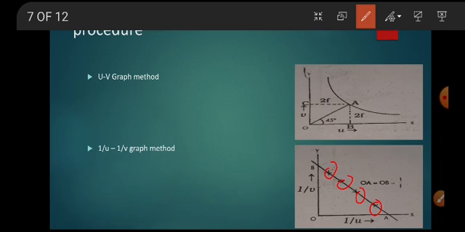So by joining all these points, draw a line. It intersects at the x axis and y axis. The distance from the origin to the intersecting point on the x axis is taken as 1 by u, and the intersecting point on the y axis is taken as 1 by v. From this you will get the values, and you have to substitute them in f equals 2 by OA plus OB. Here this is OA and this is OB. You will get the f value.